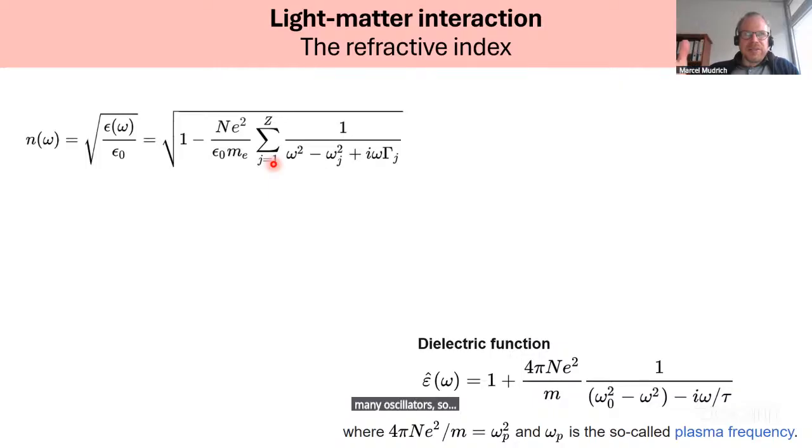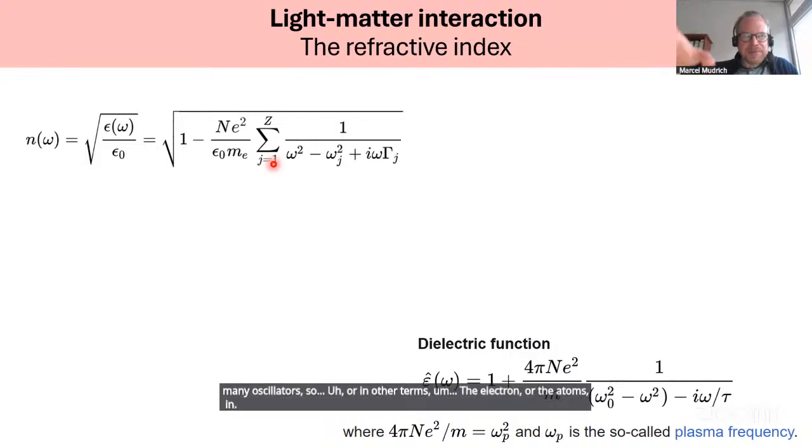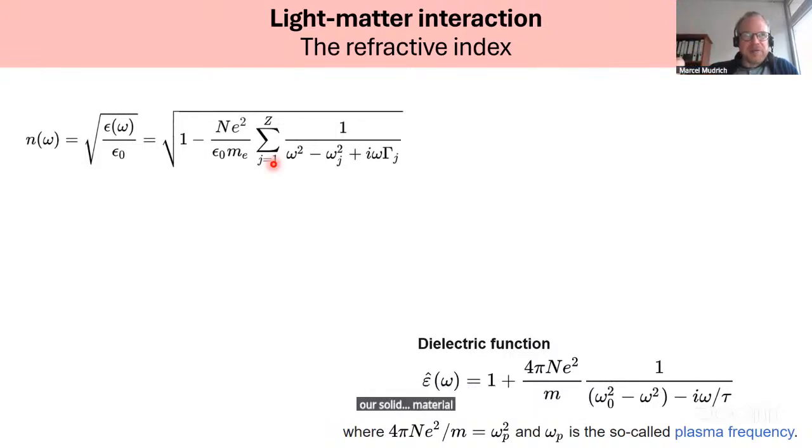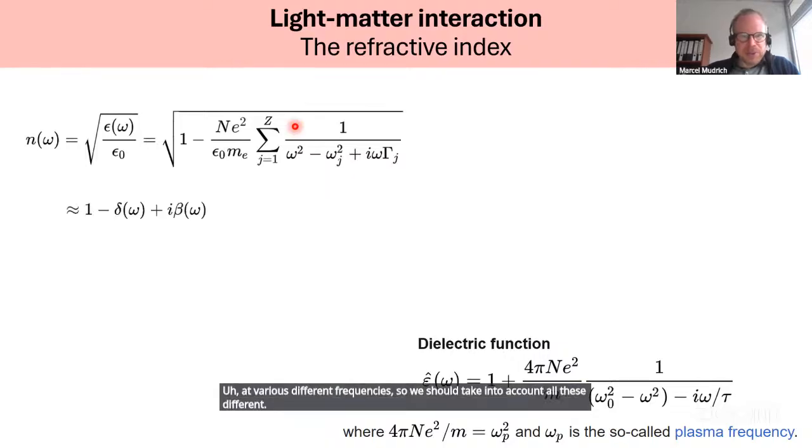In other terms, the electrons or the atoms in our solid material may have more than one characteristic eigenfrequency. Not only one omega naught eigenfrequency, but there might be several omega j eigenfrequencies. And this is the more realistic case, because there are more degrees of freedom in a crystal or in any material, where the atoms and the electrons can resonate at various different frequencies. So we should take into account all these different frequency modes.